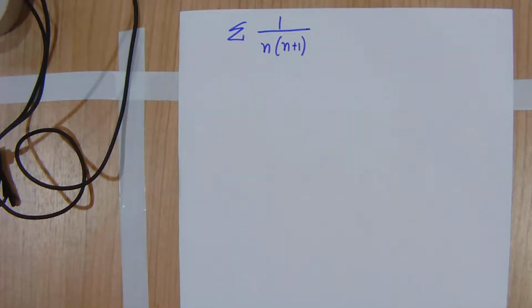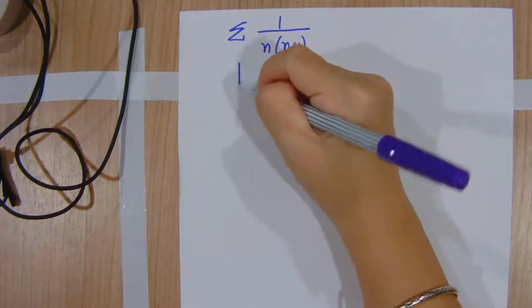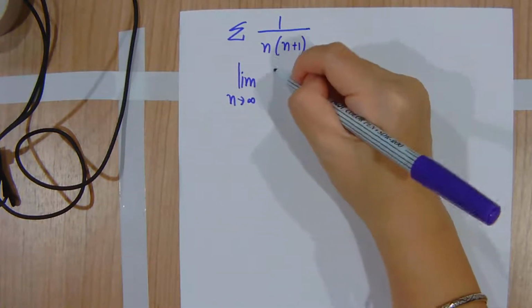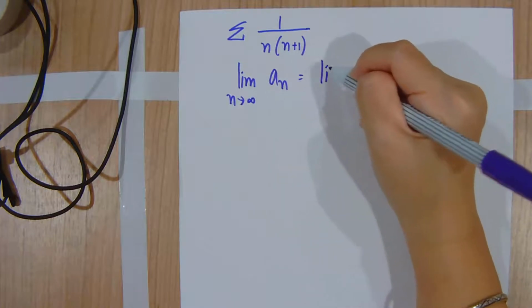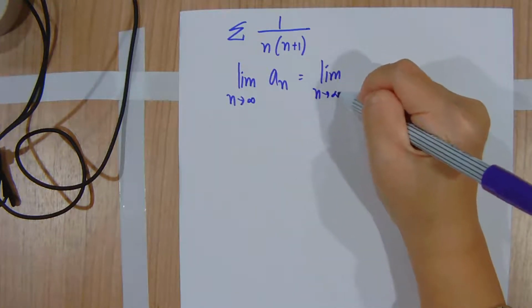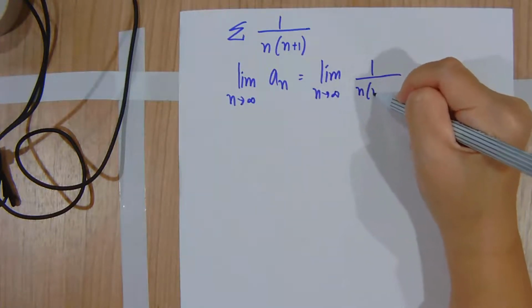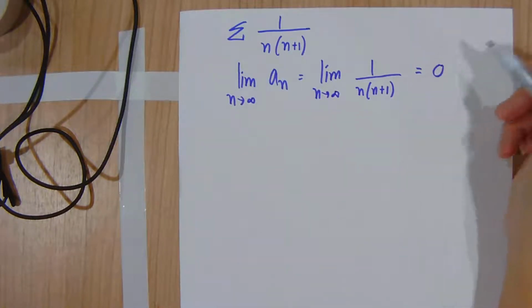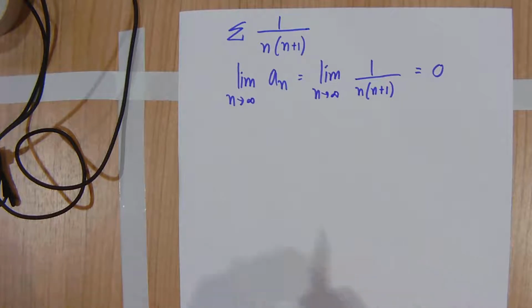If we use the limit of a_n, we find that the value of the limit is equal to 0. So we cannot conclude whether our series is convergent or divergent, since the limit equals 0.